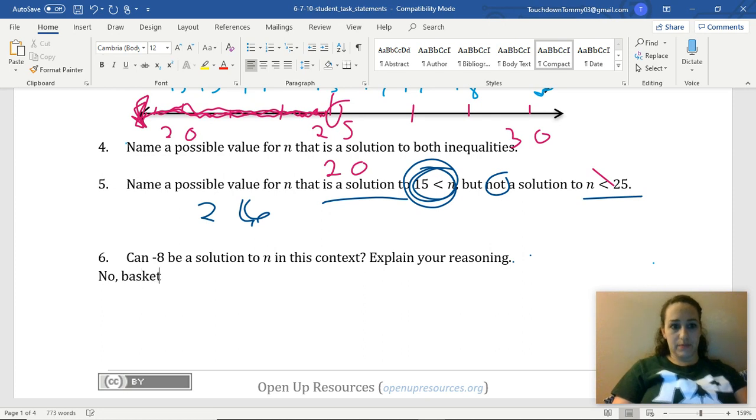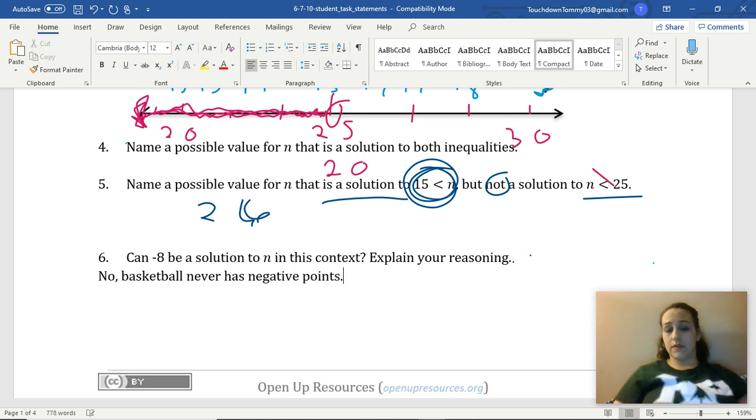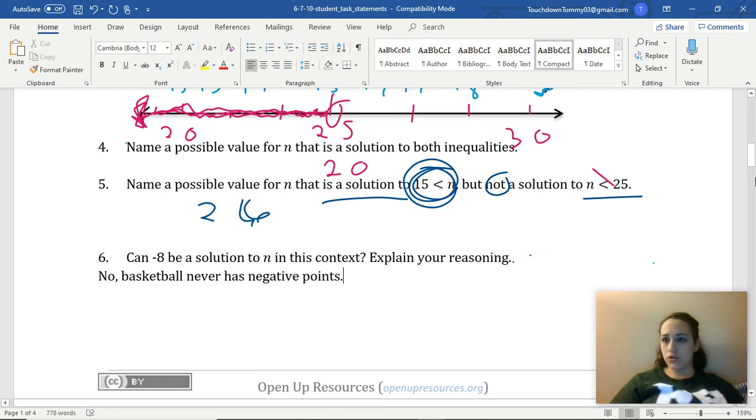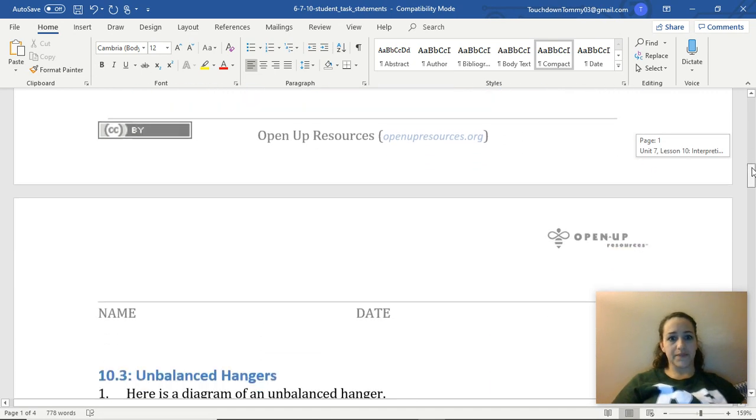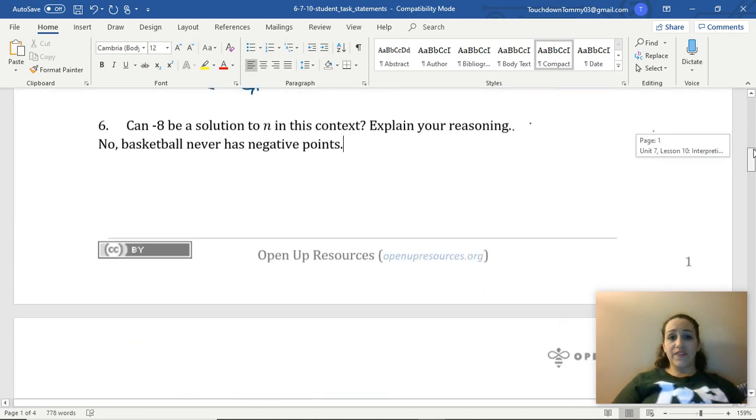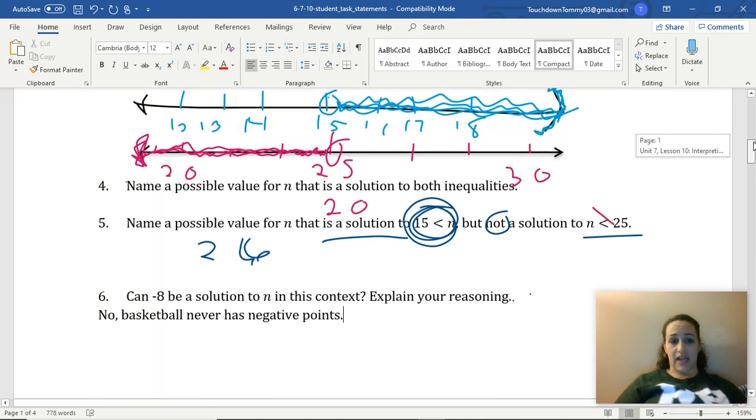a basketball never has negative points. So that would be our solution, or excuse me, our answer to question number 6. And with that, that's going to wrap up this section.